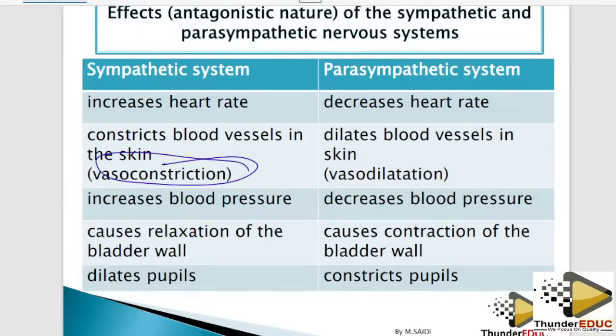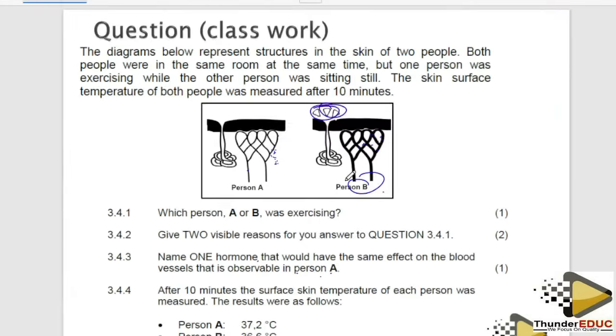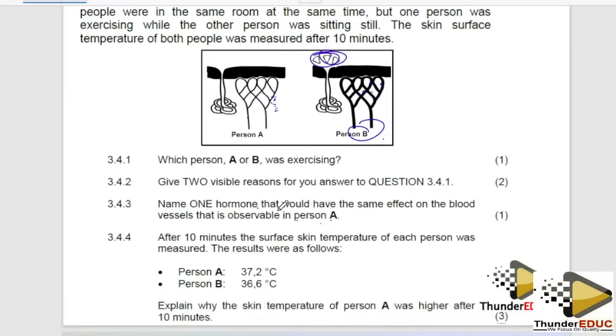So, if we go back to that question, here, they're saying name one hormone that would have the same effect as blood vessels that is observable in person 1. This is vasoconstriction, and so the hormone is going to be adrenaline.